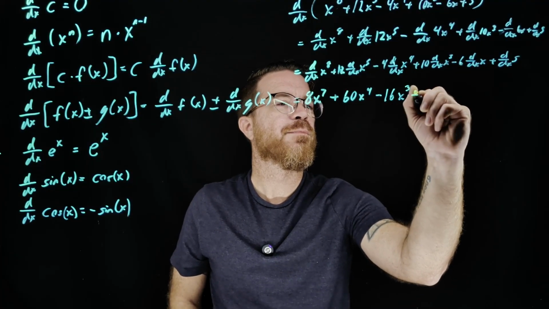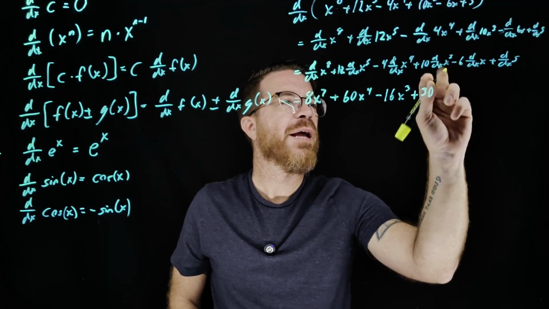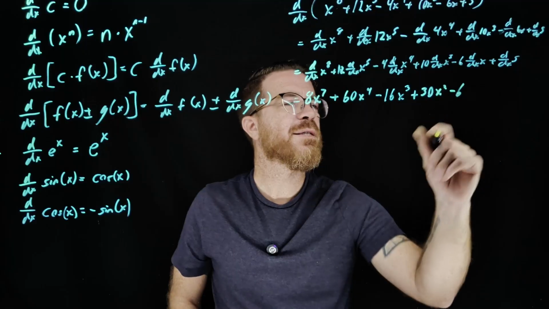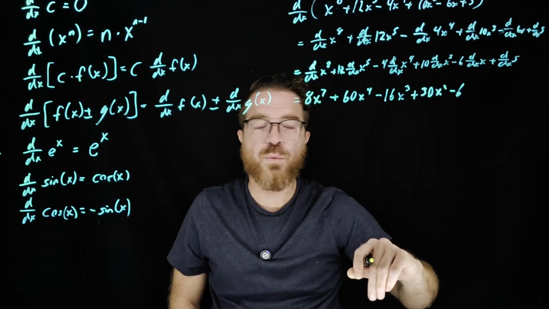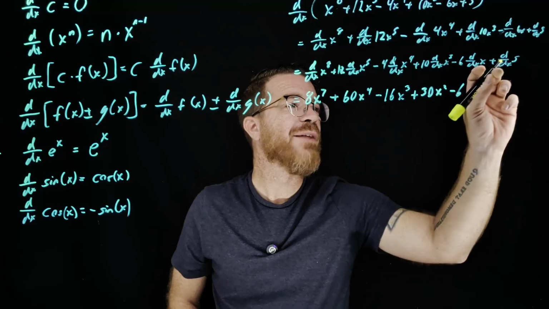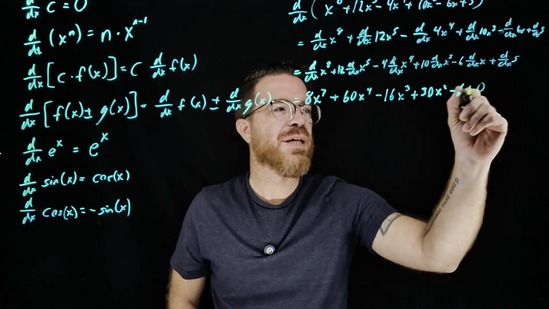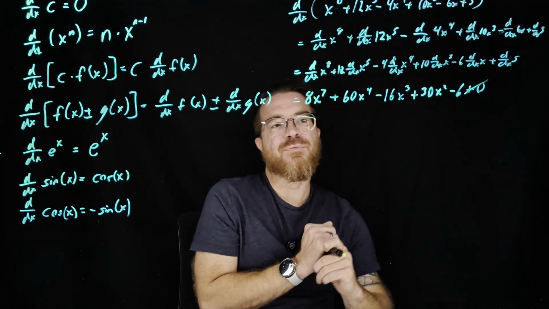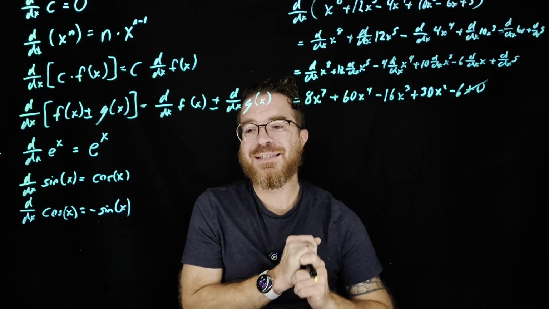Here we have plus 10. We're going to pull that 3 down, so this is going to be plus 30x cubed becomes x squared, minus 6. So x to the 1, we already talked about this. The derivative of x is just going to be equal to 1, so this is going to be minus 6. And then the derivative of a constant is going to be plus 0, so that term goes away. So we have 8x to the 7th plus 60x to the 4th minus 16x cubed plus 30x squared minus 6.